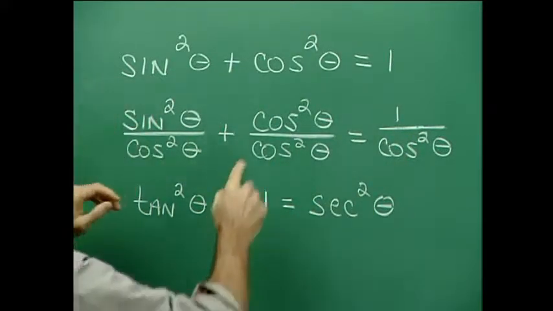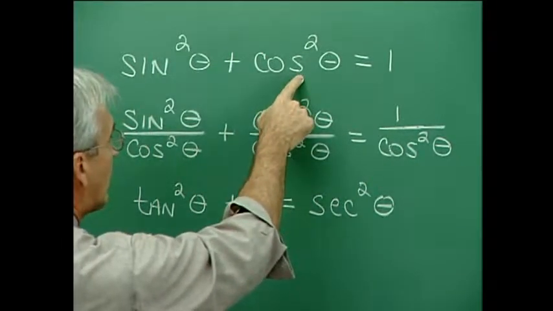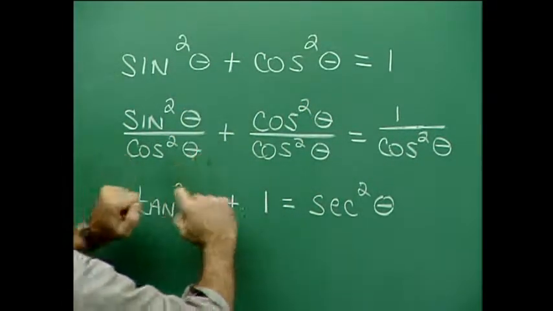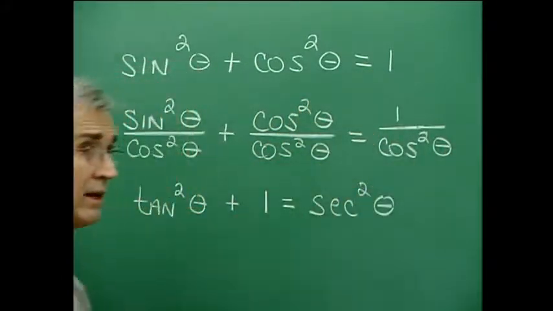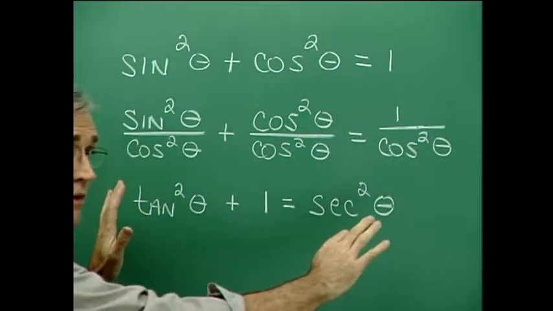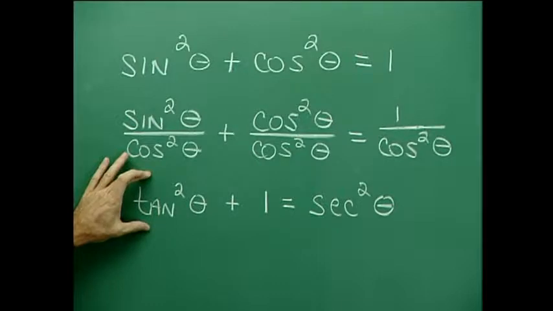Now here's what I'm talking about. Suppose I elect to divide through by cosine squared theta. So I'm dividing this by cosine squared theta, divide here by cosine squared theta, divide here by cosine squared theta, and all of a sudden one of the other Pythagorean identities emerges. Sine squared theta over cosine squared theta is tangent squared theta.